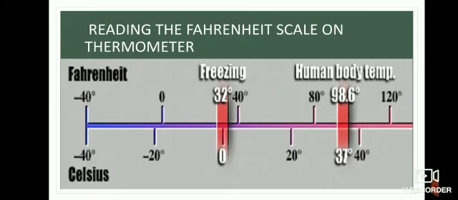Now let us see reading the Fahrenheit scale on the thermometer. Note the temperature difference indicated between the two bigger marks. Also note down the number of divisions between these marks. Suppose two consecutive bigger marks differ by 1 degree and there are 5 divisions between them, then one small division is equal to 1 by 5. If we convert that, it is 0.2 degrees Fahrenheit.